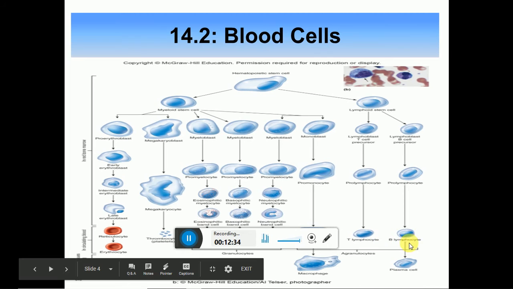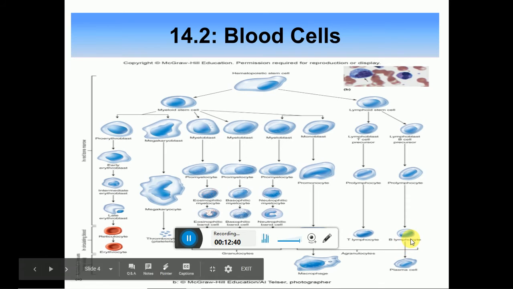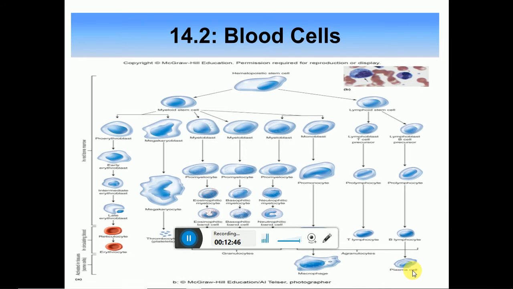Comparing that to B lymphocytes, these are a little bit more passive cells, and instead of attacking cells directly, they make plasma cells, and these plasma cells make antibodies, and it's the antibodies that attack the cells. That kind of immunity is known as humoral immunity, and we'll talk about that more when we talk about the immune system.